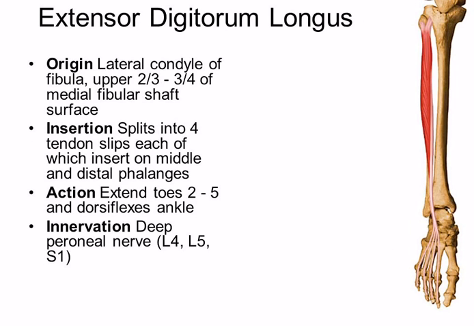Extensor digitorum longus. Origin: lateral condyle of fibula, upper 2/3, 3/4 of medial fibular shaft surface. Insertion: splits into 4 tendon slips, each of which inserts on middle and distal phalanges. Action: extends toes 2 to 5 and dorsiflexes ankle. Innervation: deep peroneal nerve, L4, L5, S1.